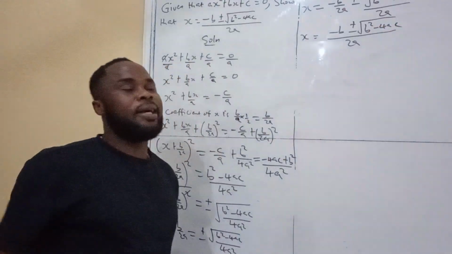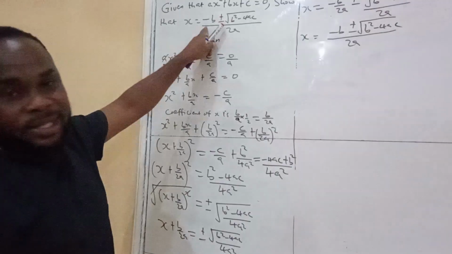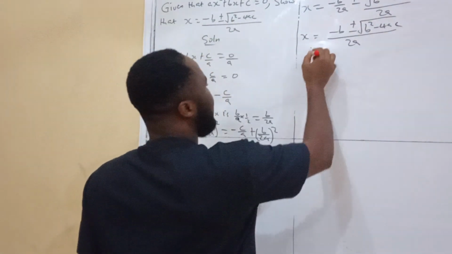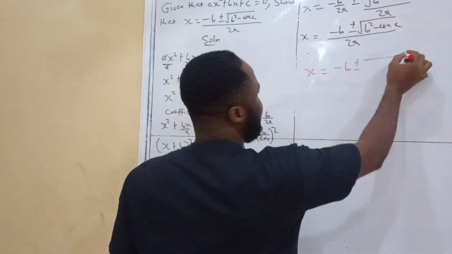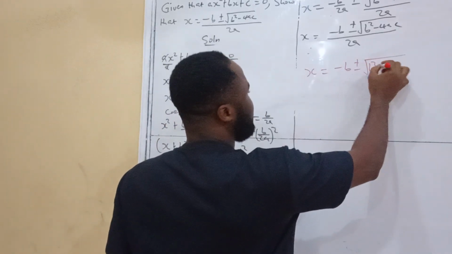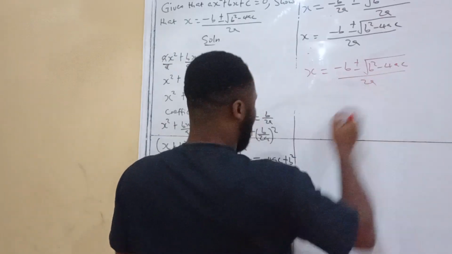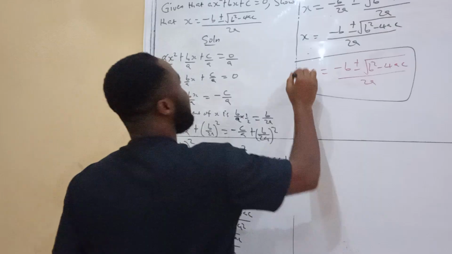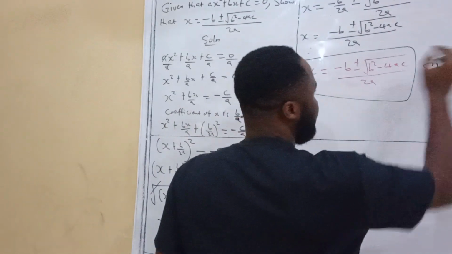So now, look at this and look at this. Do we have the same thing? Yes. Therefore, x equals minus b plus or minus the square root of b squared take away 4ac, all over 2a. And that is that. So we have shown that. Thank you.